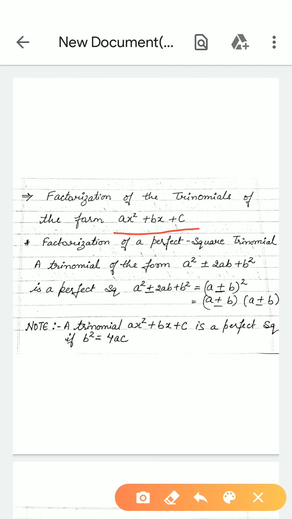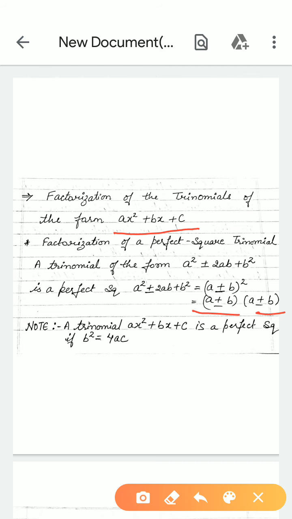Factorization of a perfect square trinomial. If a trinomial is of the form a square plus minus 2ab plus b square, that is, it forms a perfect square, or the identity a plus b whole square or a minus b whole square, then it can easily be factorized as a plus b multiplied by a plus b, or a minus b multiplied by a minus b. How to judge that a trinomial is a perfect square?